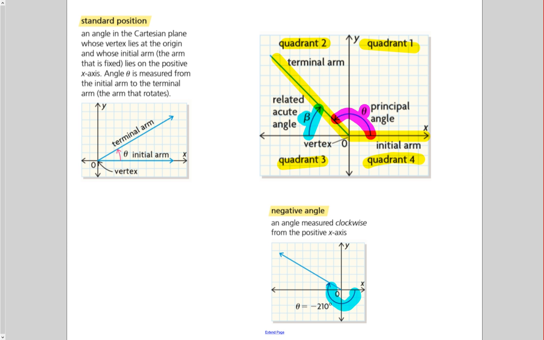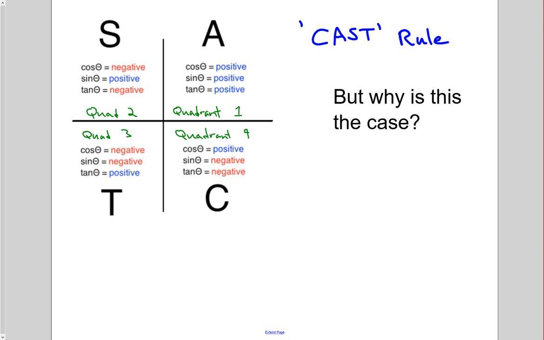So now the question was, why is it like this? And I want to go through our CAST rule, right? Why is this true? Why are all of them positive in this quadrant? So we use an A. Oh, I didn't mention why we have CAST. Sorry, I should have done that. I'll do that now. Our good old CAST rule.